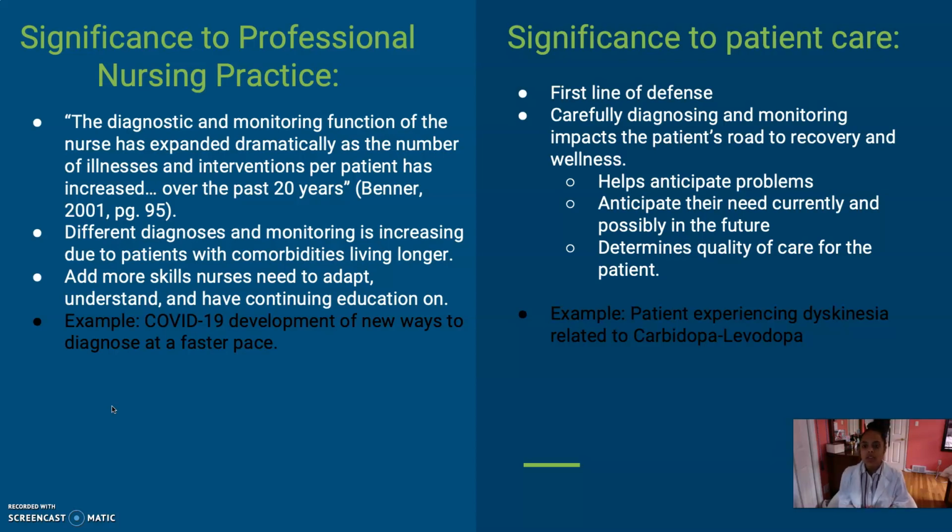And then significance to patient care. It is the patient's first line of defense. By catching or being aware of any risk factors or early warning signs that they could have, it can lead to better patient outcomes because it could be fixed or treated. Carefully diagnosing and monitoring impacts the patient's road to recovery and wellness, helps anticipate problems and their needs currently, now, and in the future, and determines their quality of care.